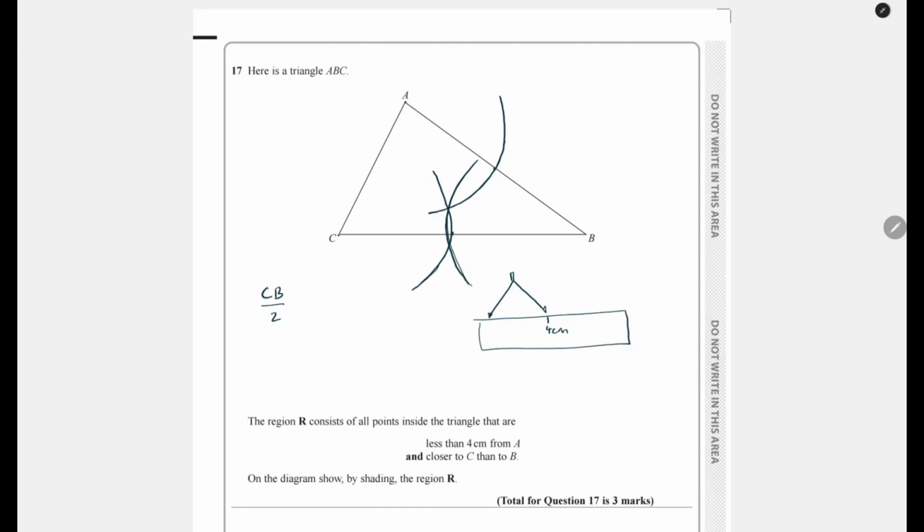So now that we have all of our loci, all we need to do is draw a straight line that connects all of these. So that will be somewhere like that. And so if I bring this further out, the region R will be everything in this part of the triangle. And we can label this R. Now, when you're doing this in the exam, be sure to use a ruler and a compass to make sure that your drawings are accurate.